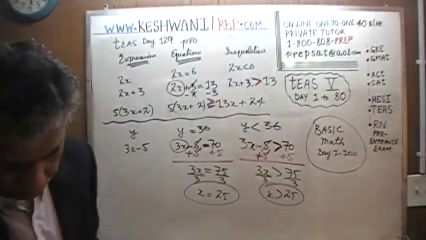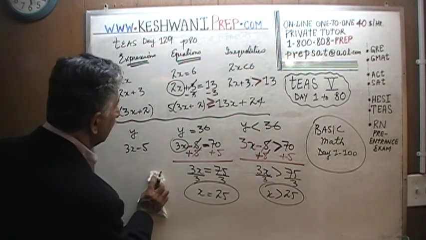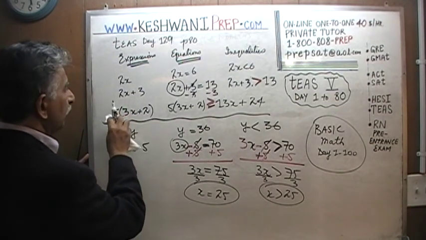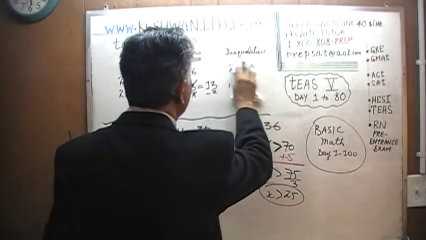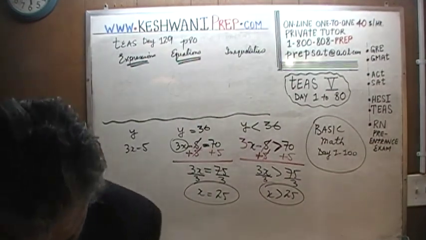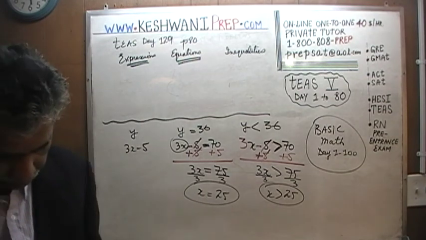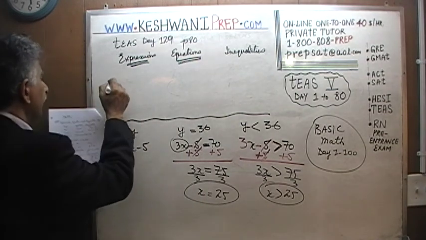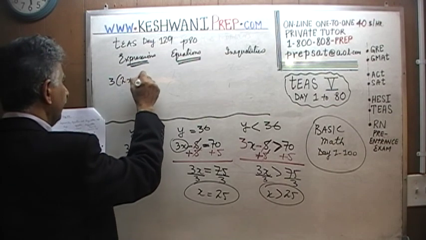Let's continue. Last one in the book. I need the room, so we need to erase all of this thing. Let's do the last one in the book on the top. The very last one in the book looks something like this. It says three times 2x plus 7.